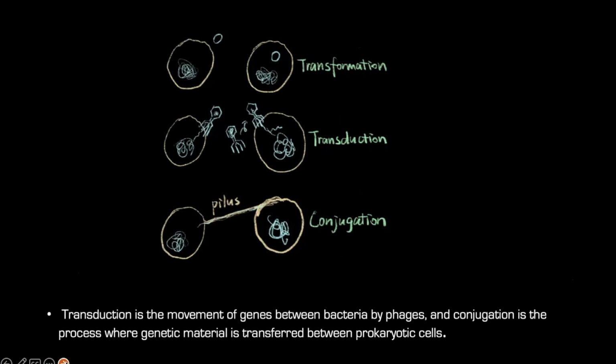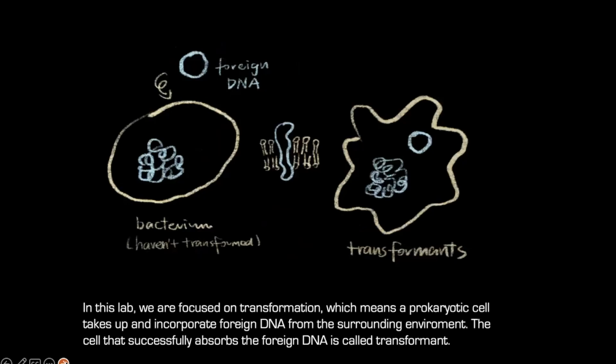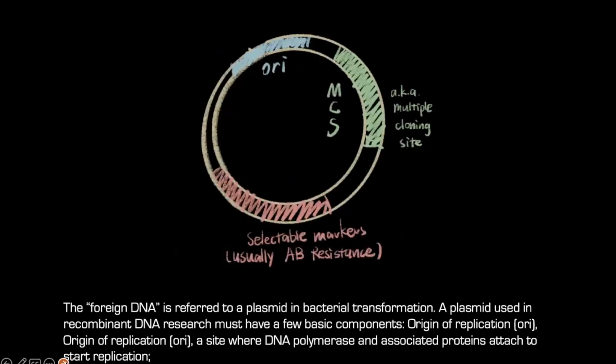Transduction is the movement of genes between bacteria by phages, and conjugation is the process where genetic material is transferred between prokaryotic cells. In this lab, we are focused on transformation, which means that a prokaryotic cell takes up and incorporates foreign DNA from the surrounding environment. The cell that successfully absorbs the foreign DNA is called a transformant. The foreign DNA is referred to as a plasmid in bacterial transformation.